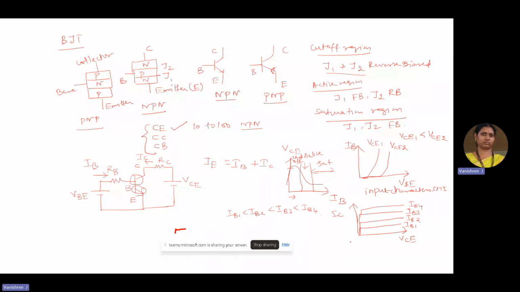So this is the output characteristics, and this is the cutoff region, and the active and the saturation region. So here, this is the output characteristics of the bipolar junction transistor.